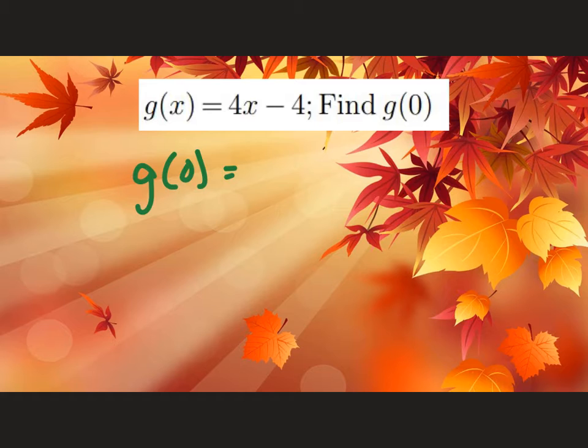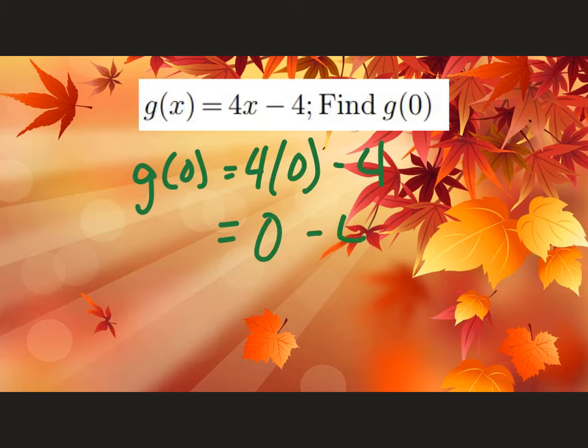All right, g of 0 would be 4 times 0 minus 4. So 4 times 0 would be 0. Minus 4 will give us negative 4. So g of 0 is negative 4.